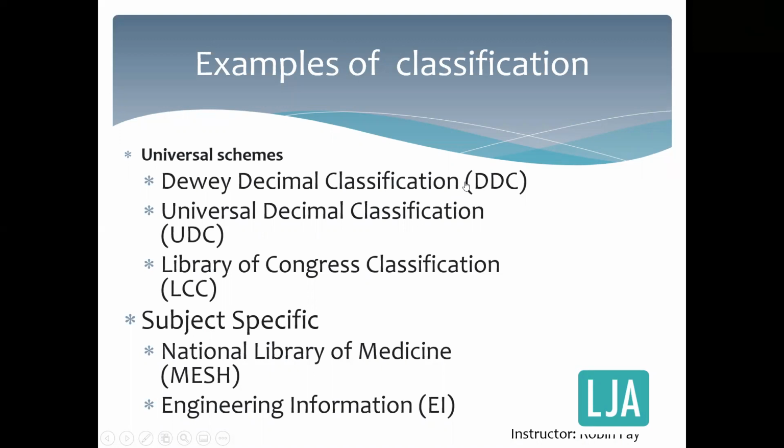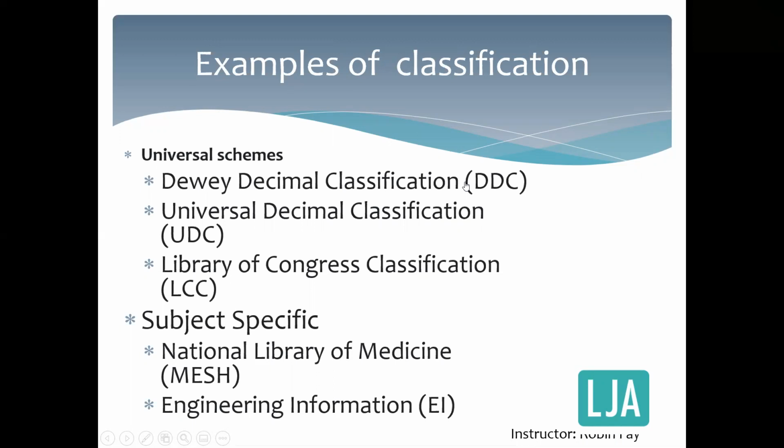There's also something called Universal Decimal Classification, UDC. Of course, there's the Library of Congress classification, LCC, and then there's also subject-specific ones. MeSH, which is the National Library of Medicine. There's the NLM classification that goes with the MeSH subject headings, MeSH being the Medical Subject Headings, and so the NLM, National Library of Medicine, goes along with those MeSH headings typically.